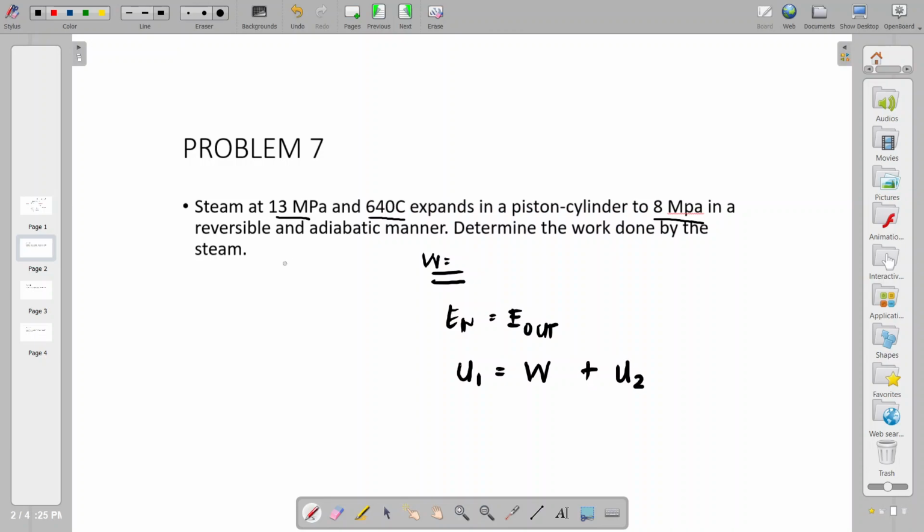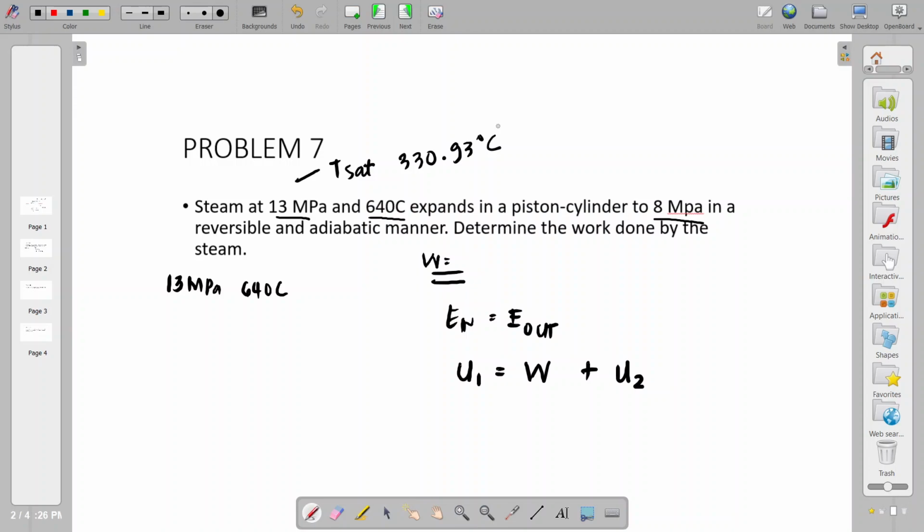Okay, so hanapin lang natin yung U1 at 13 MPa 640 degrees Celsius. Try muna natin dito sa table 2 kung ano ba yung 13 MPa. Okay, ang T-sat nito ay nasa 330.93 degrees Celsius. So, way lower dun sa 640. So, dapat table 3 tayo dahil superheated siya.